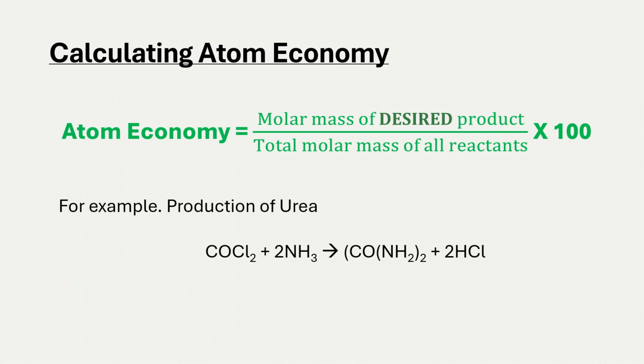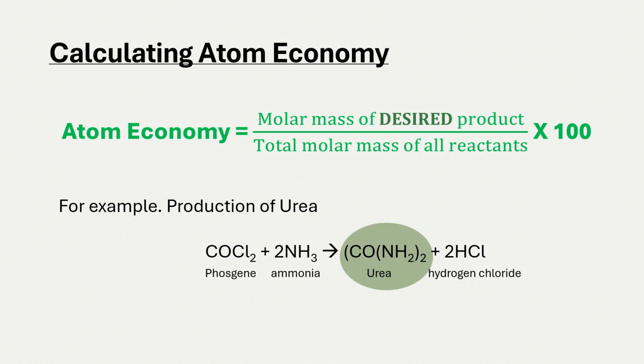So let's take a look at this equation, production of urea. The name urea came from the urine because this is the compound that was discovered from the urine in the 17th century. And this became a pivotal compound that built the foundation of organic chemistry in the 18th century.